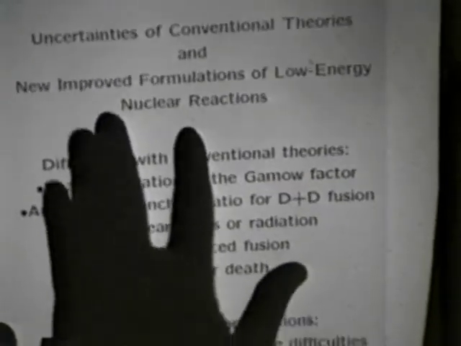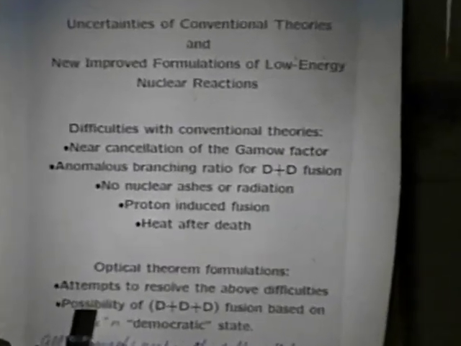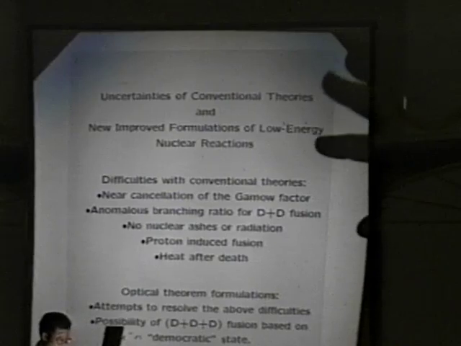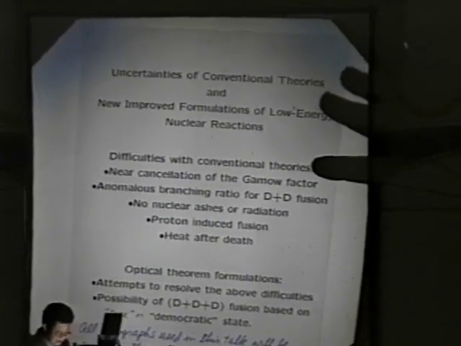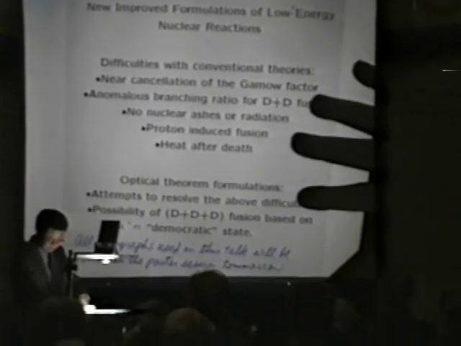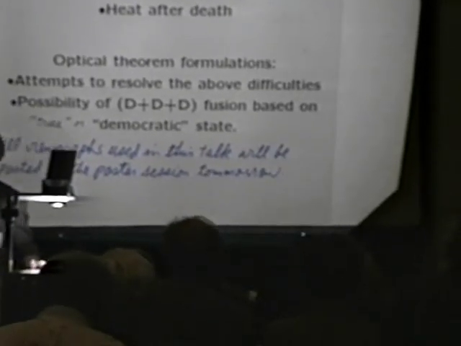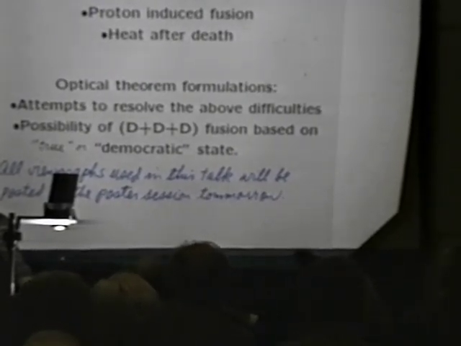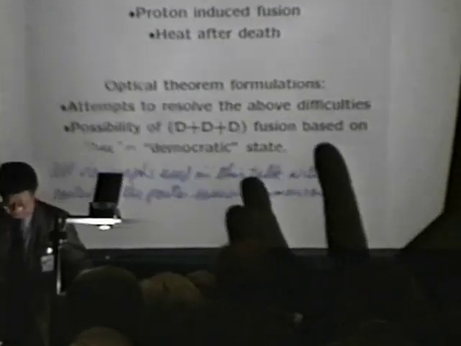So officially, the title of my talk is "Uncertainty of Conventional Theories: Is There Room for Improvement?" I'll address these difficulties based upon a new formulation, which is based upon optical theory. Instead, I'll display all of the view graphs in a poster, if the organizer can clear out all of the papers.